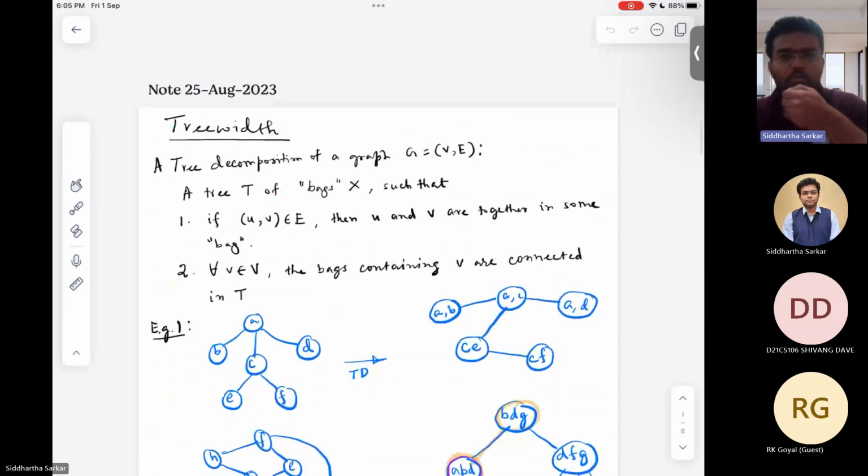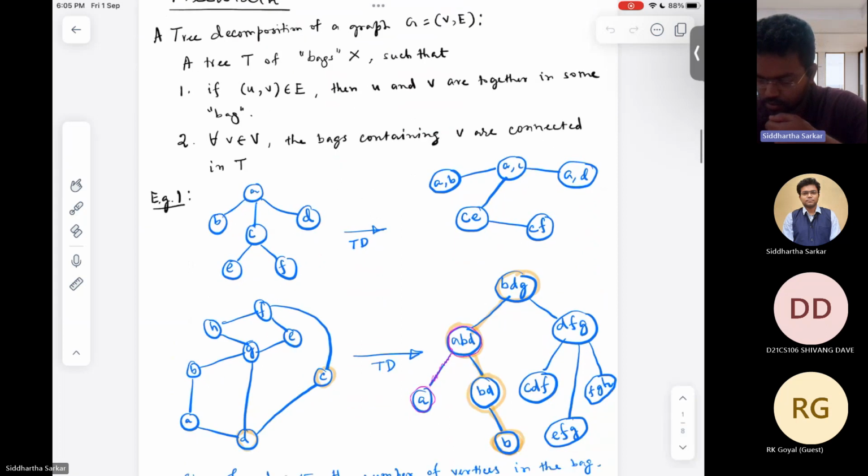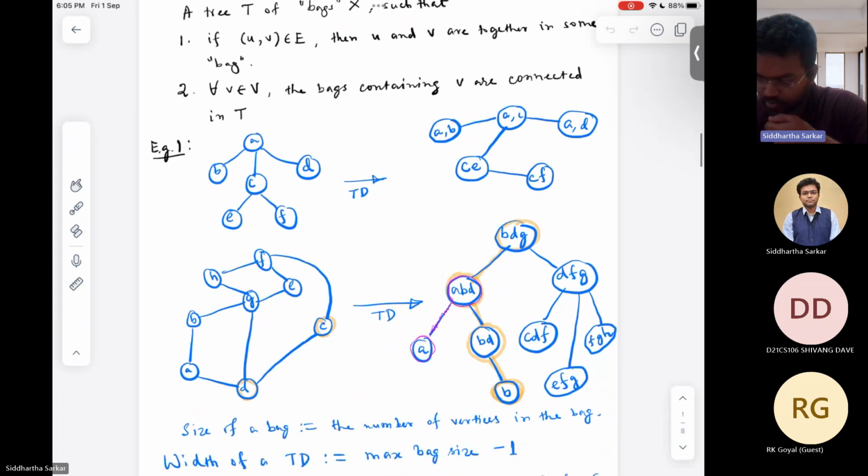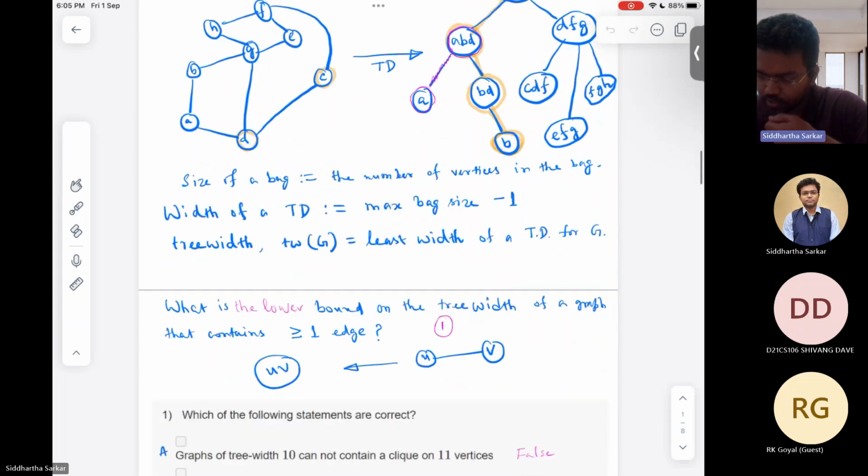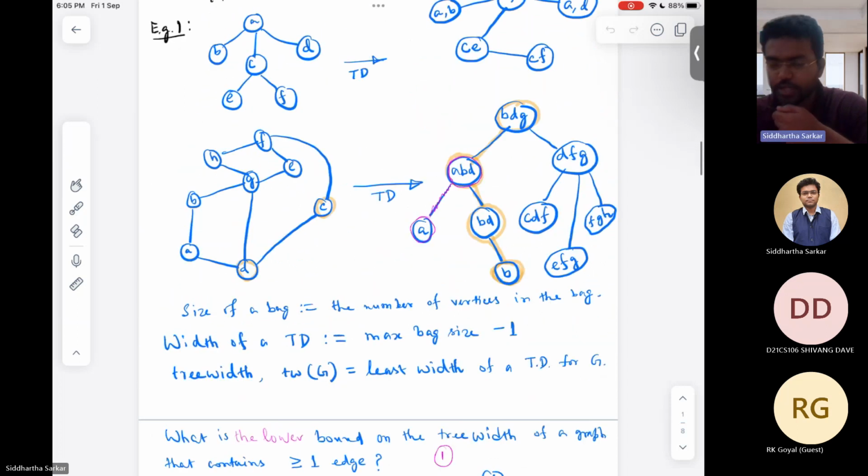We defined what is a tree decomposition for a graph, and we looked at some examples for some graphs, and then we tried to get a tree decomposition where the width of the decomposition is minimized. So we defined what is tree width.